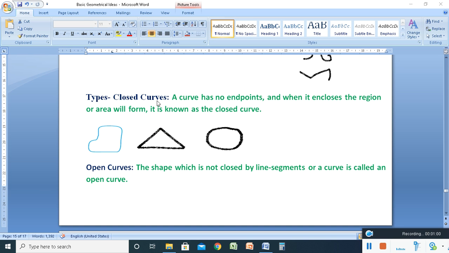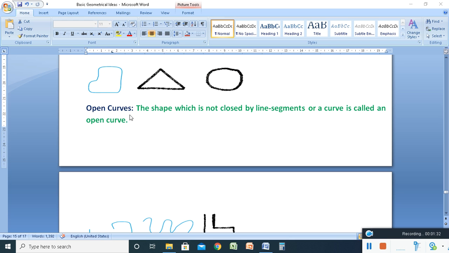First one is a closed curve. A closed curve is a curve that has no endpoints. It doesn't have endpoints. It encloses together. If two points can be close together, then it is not open. So just look at the examples. Here are some of the pictures I have shown. Just see it. A triangle also comes under curves. It is a closed curve, and a circle is a closed curve.